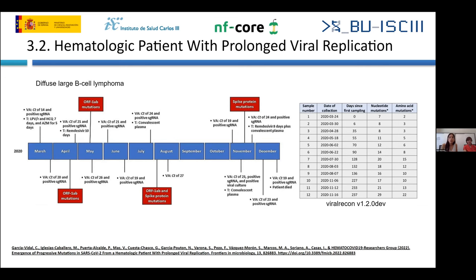What we saw after 237 days of collecting 12 samples for sequencing is that the last sample obtained had accumulated 29 nucleotide mutations and 22 amino acid mutations, using viralrecon in the mapping approach with the Wuhan reference genome. For this, we used viralrecon version 1.2, in development version.